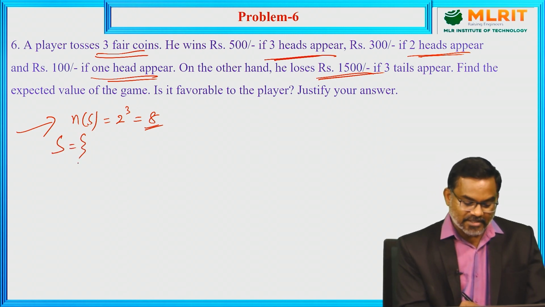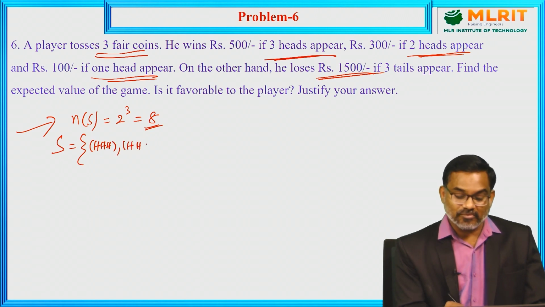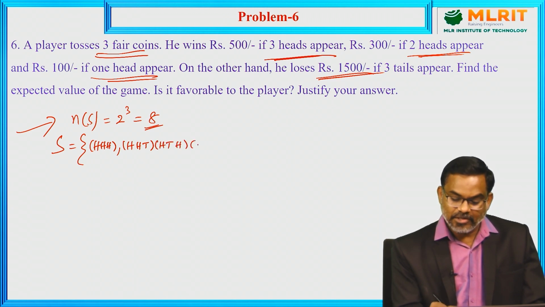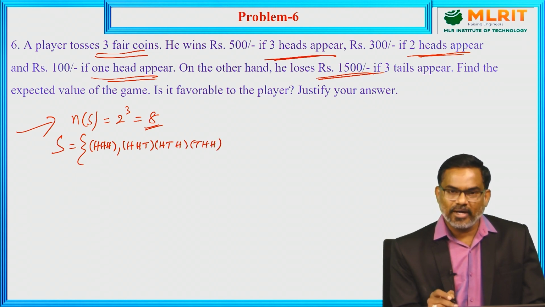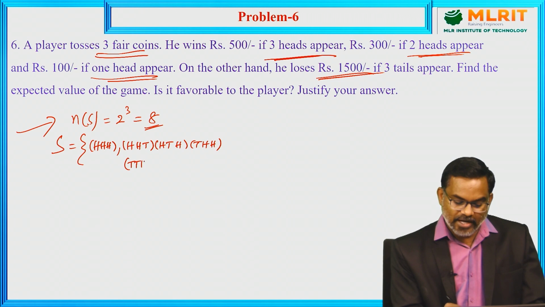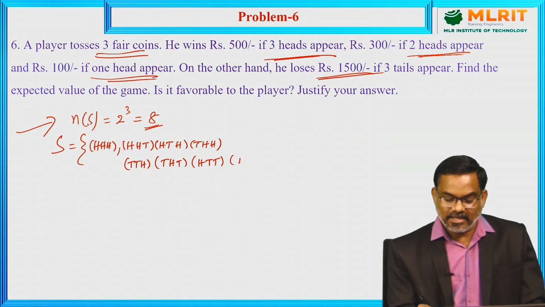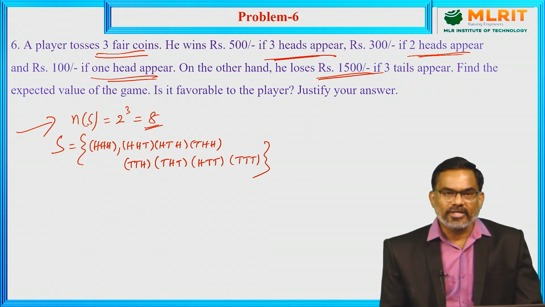The sample space contains all 3 heads, or 2 heads and 1 tail, and for this there are a total of 3 possibilities, HHT, HTH, THH. In all these 3 cases, there are 2 heads and 1 tail. Similarly, 2 tails and 1 head, and 3 possibilities for this. So, HTT, and so on, and there is another case, all tails. So, these are the outcomes of this experiment of tossing 3 coins.